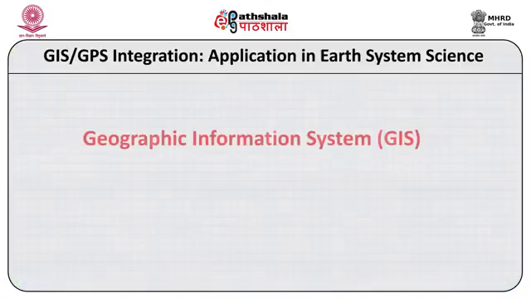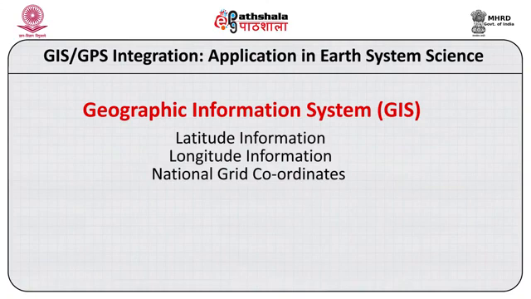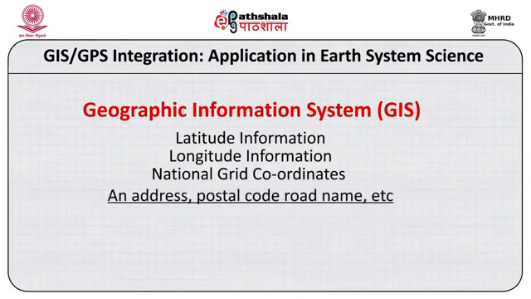So when we talk about GIS, GIS is one of the tools which analyze, process and present the spatial data. GIS is basically a computer based program, and it helps in storage, management, analysis and display of spatial data. GIS basically requires the coordinate system on the surface of Earth. Geographic information contains either explicit geographic reference such as latitude and longitude or national grid coordinates, or an implicit reference such as an address, postal code or road name. These geographic references help in locating features on the face of Earth.